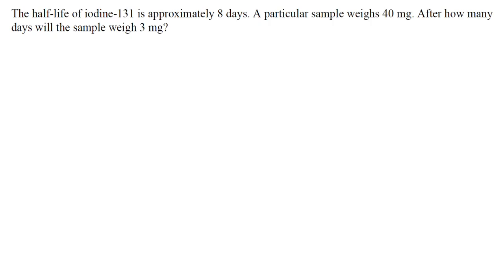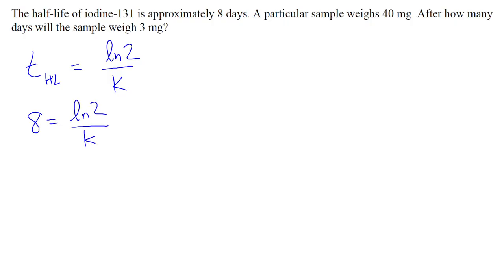So here we've got a half-life problem. We know that the half-life of iodine-131 is about 8 days. If we have a 40 milligram sample, we want to know how long it takes for that sample to now be 3 milligrams. In class, we proved that half-life, we'll call it T sub HL, is equal to the natural log of 2 over k. And if the half-life is 8, that tells us the k value for this problem. k should just be the natural log of 2 over 8. So we first need that, and then we'll just use our half-life formula.